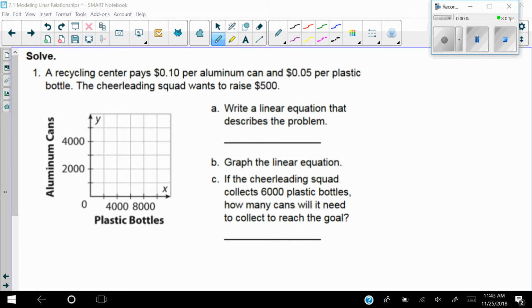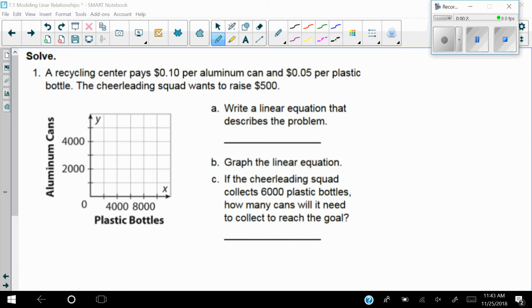And today, this is part three to a lesson about modeling linear relationships. What we're doing is taking a word problem, writing it into a linear equation using a standard form, graphing it, and answering whatever question follows. So let's take a look at this last example.